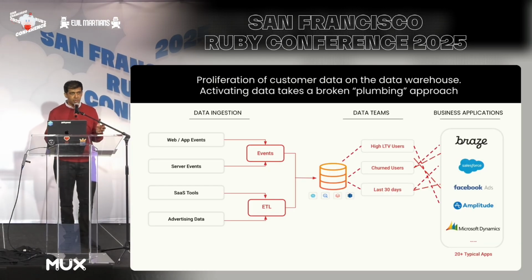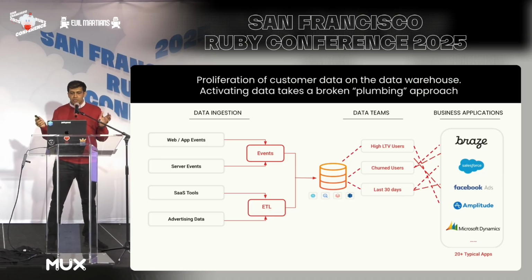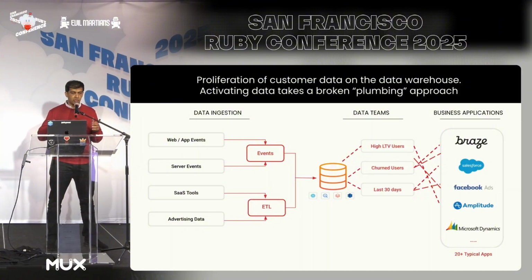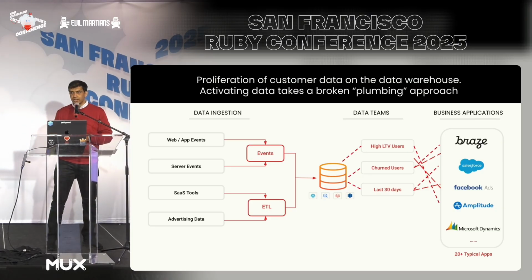The fundamental problem that we saw was companies started ingesting huge amounts of data, and we saw a proliferation of customer data in data warehouses. This could be your web and app events, or your survey events, or even tracking your SaaS click events, everything being dumped into your data warehouses.